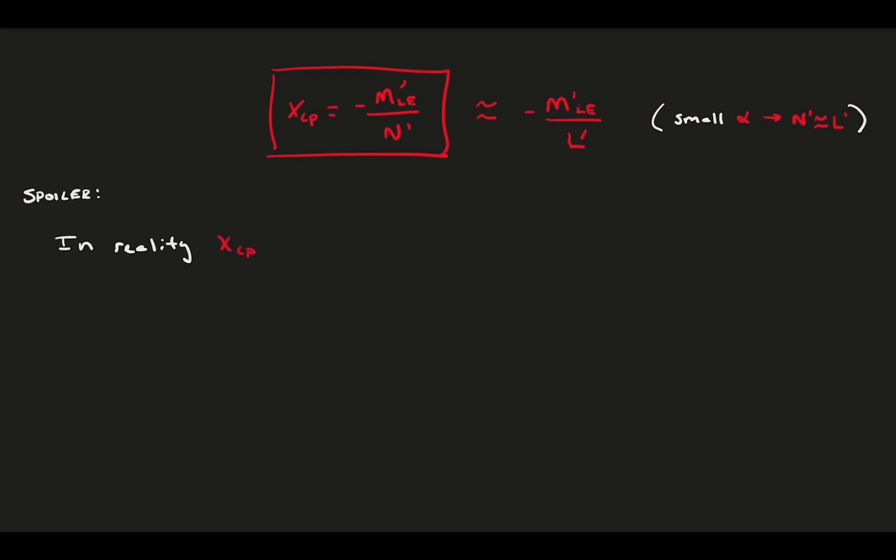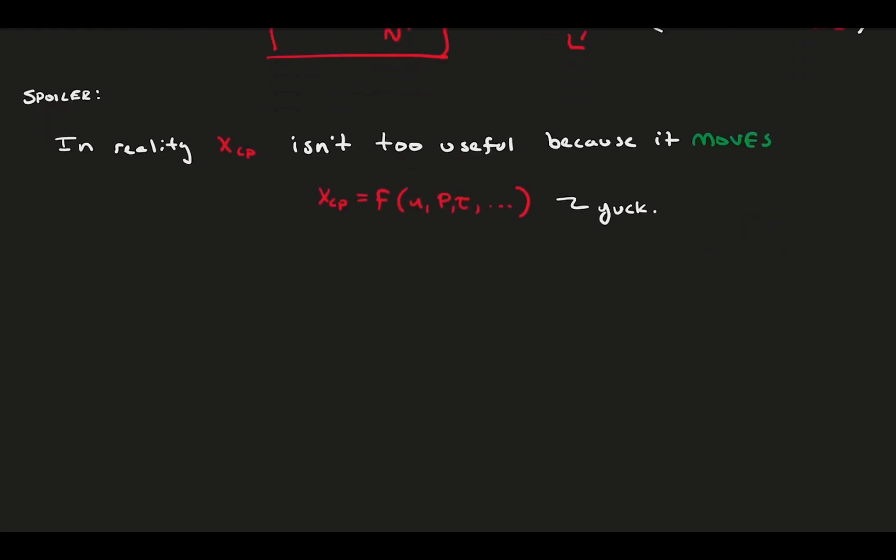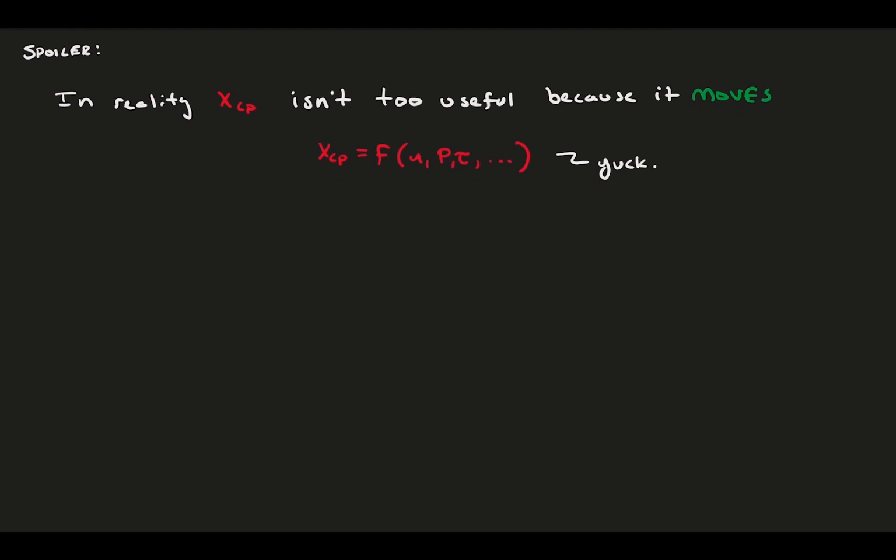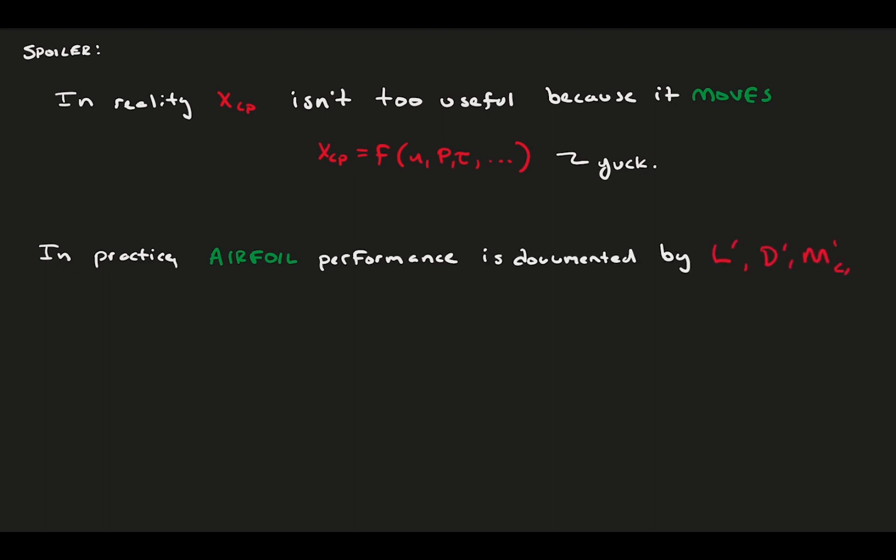In reality, the center of pressure isn't all that useful for people who design airfoils. This is because it moves. If the airfoil changes speed or angle of attack, the XCP can shift dramatically. So, no foil has any single center of pressure, which makes it harder to utilize. What we end up doing to define a foil is to document the lift, drag, and moment about a predefined point on the foil, or the quarter chord of the foil.